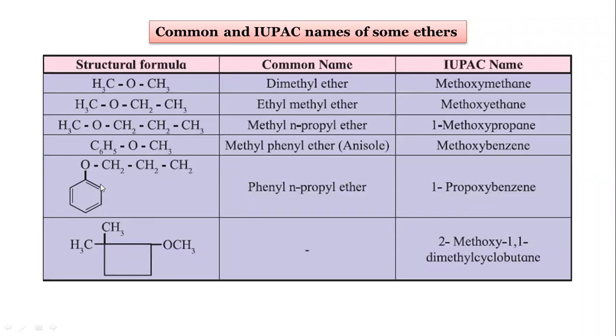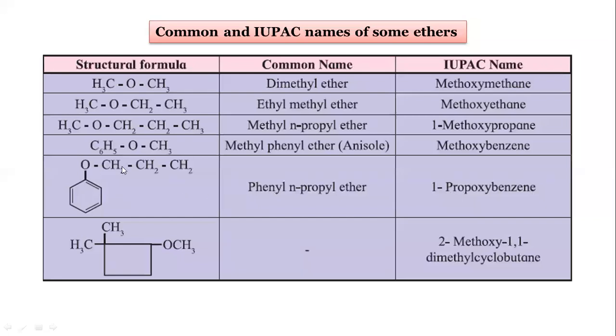Below the example is given benzene. The common name is methyl propyl ether, because this is a phenyl and this is propyl. 3 carbon atoms are there. Methyl propyl ether, common name. And see the IUPAC name, 1-propoxy benzene.